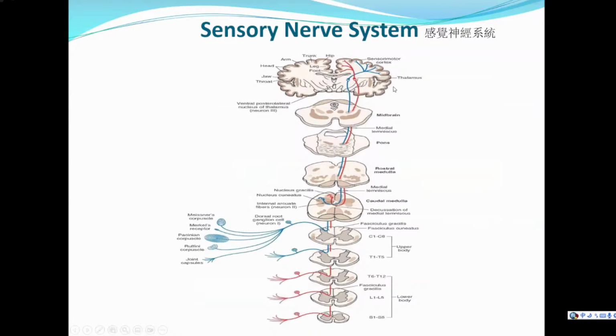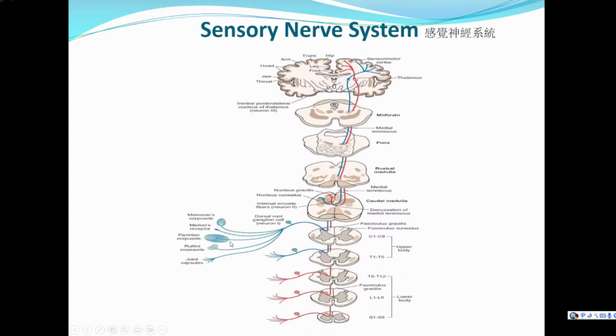Here you can see lots of receptors that sense different sensations, not only pain, such as Meissner's corpuscle and Merkel's corpuscle, all different. Some sense pressure, some sense touch, some sense temperature, some cold, some warm. Then there is also the pain sensation, using nociception for pain.